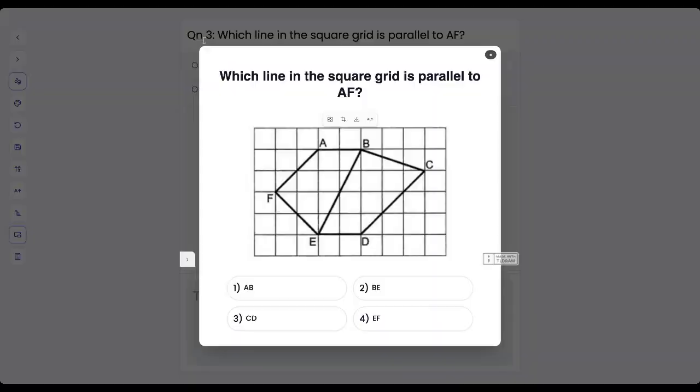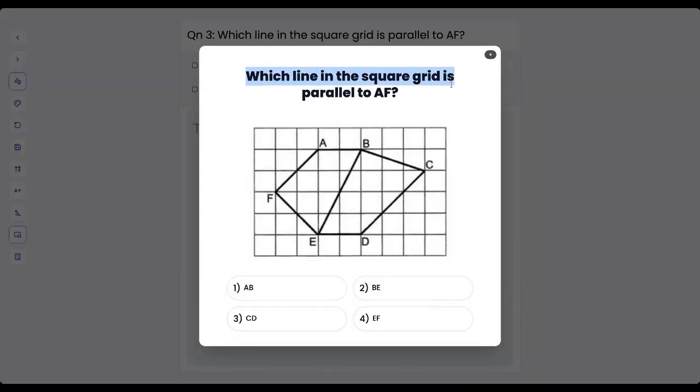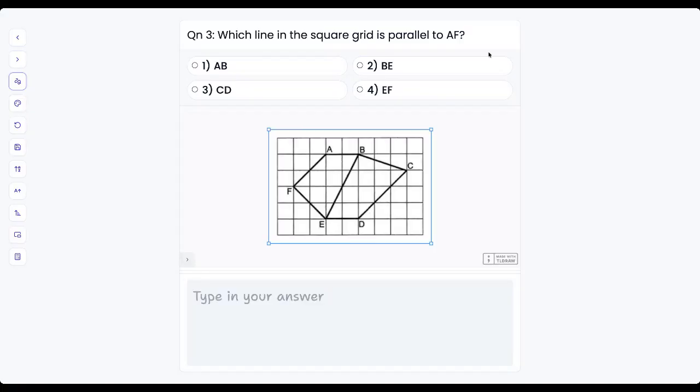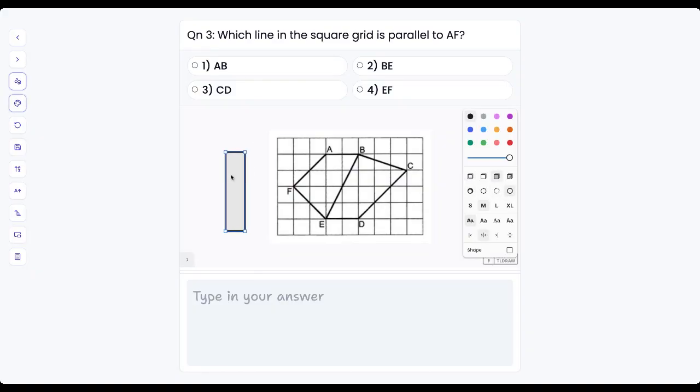Question number 3. Which line in the square grid is parallel to AF? We can get two rulers or two straight things. I have my handy dandy make-do ruler. Anything that's parallel to A and F is this, and then we get another ruler. I'm just going to have this other ruler aligned to make an L. From here, you can see which line is parallel to AF.